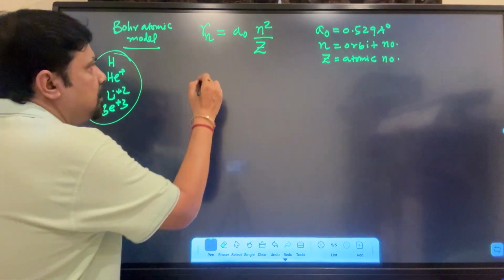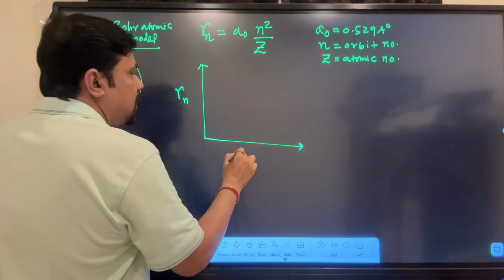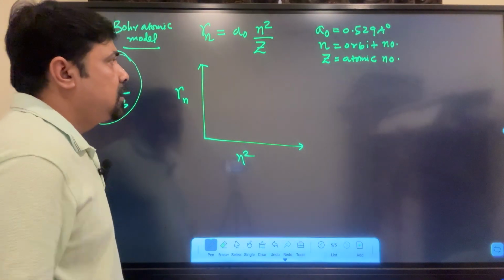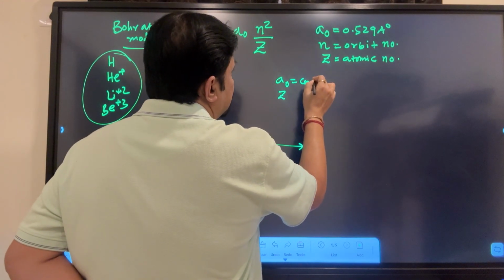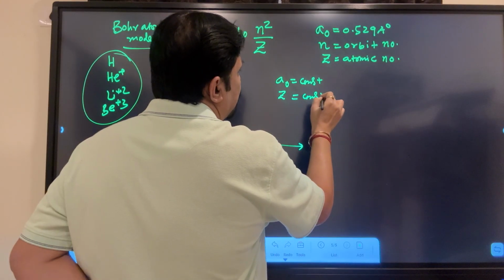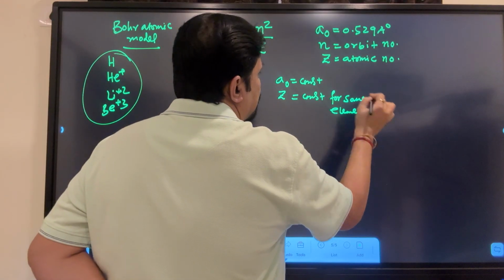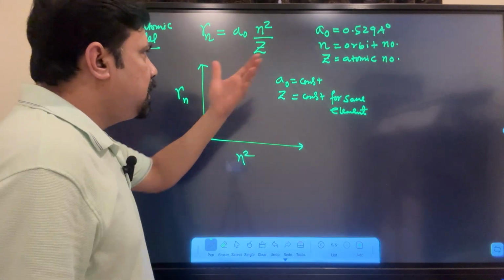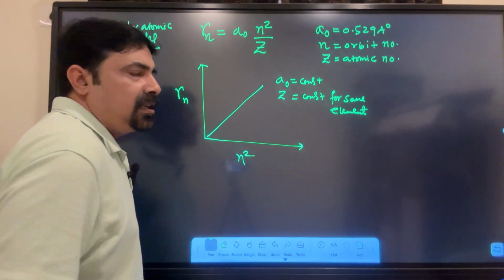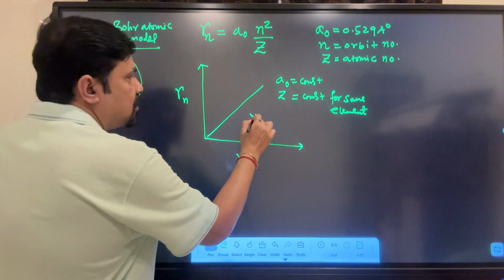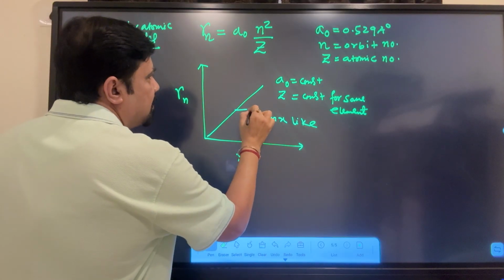Now if I make a plot of Rn versus n square for the same element, a naught is a constant value and Z also will be constant. That means for the same element Z is constant, a naught is already constant, and if I make a plot of Rn versus n square, how will the plot look? It is a straight line equation, y is equal to mx, where m is the slope.